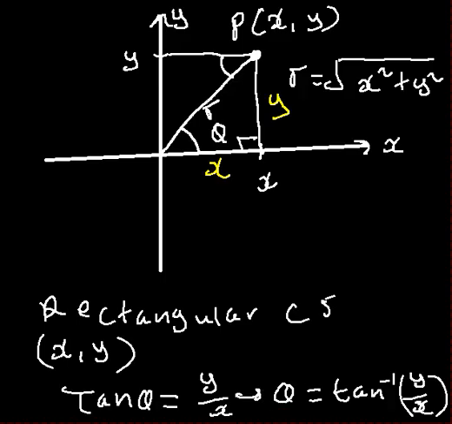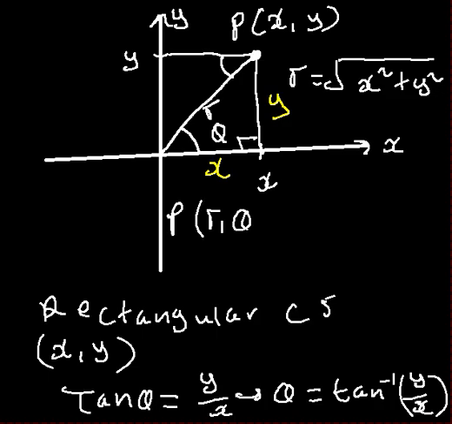So now using the angle as well as the distance from the origin to some point P, we can express another way of giving the location of the point P. And what is that one? We call it the polar coordinate system, and that is given as r, theta.